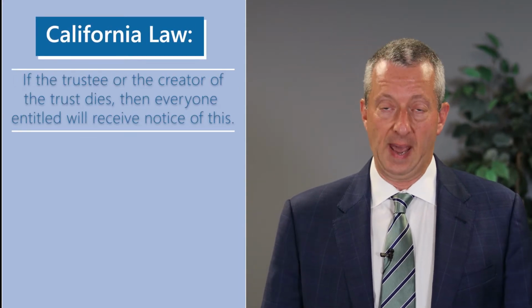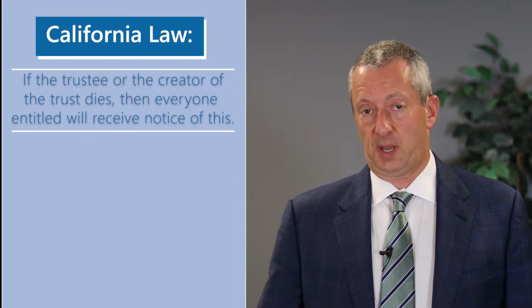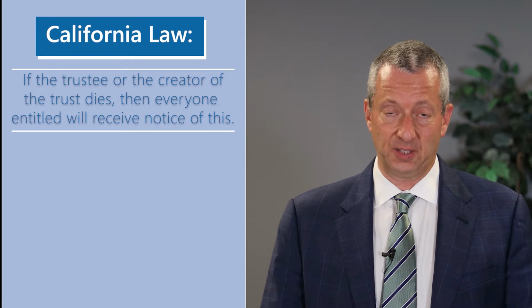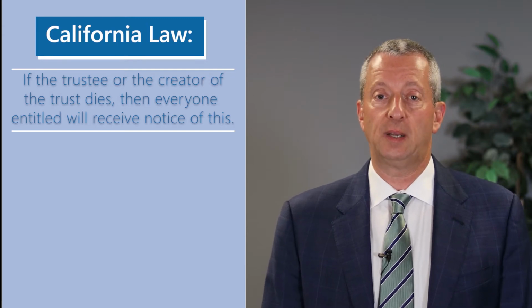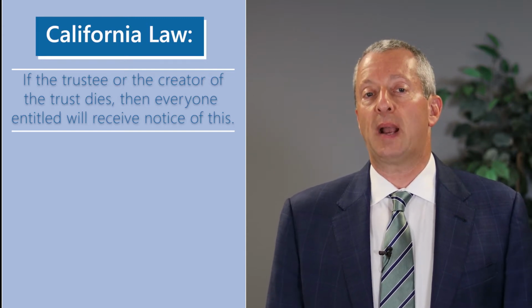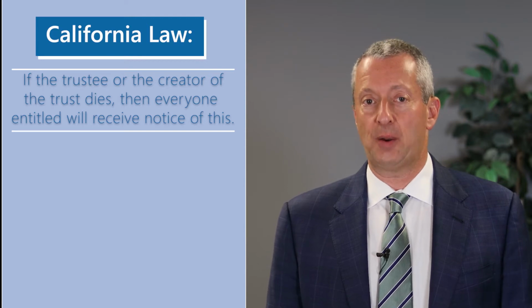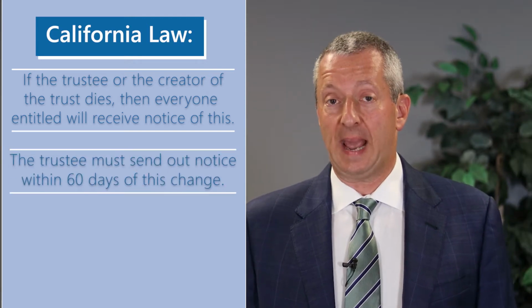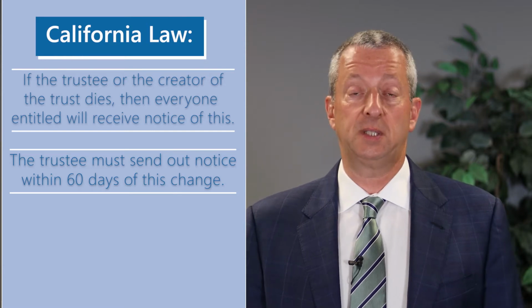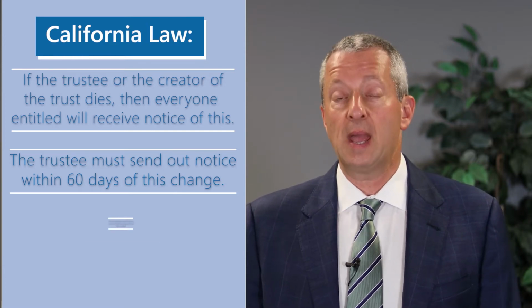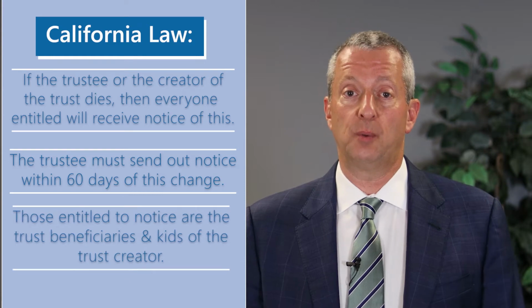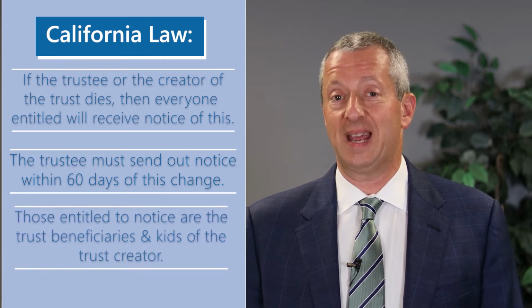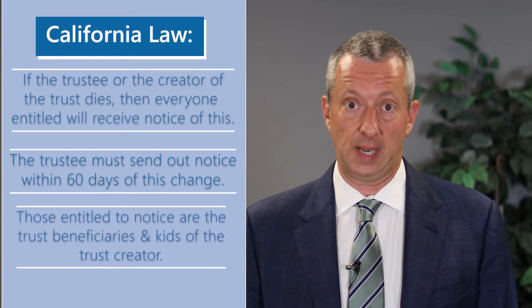When there's been a change in trustee due to a death, or when a trust has become irrevocable because of the death of one of the people who created the trust, you can expect the trustee is going to send out a notice concerning the trust. The trustee is required to send out this notice within 60 days of this change, and they have to send it to the people who are the trust beneficiaries as well as the children of the settlors.